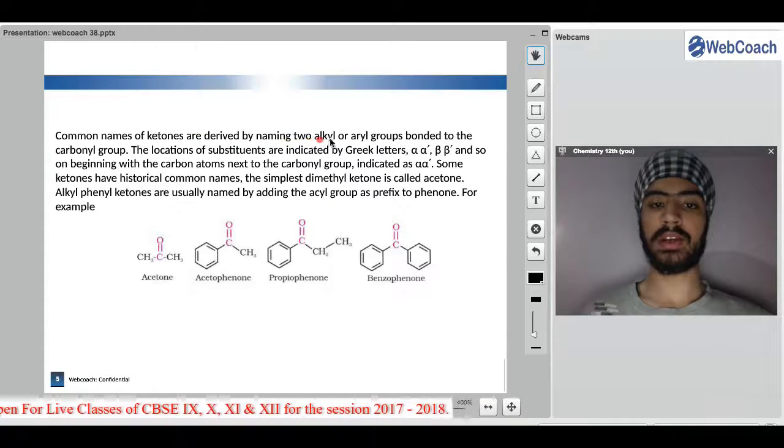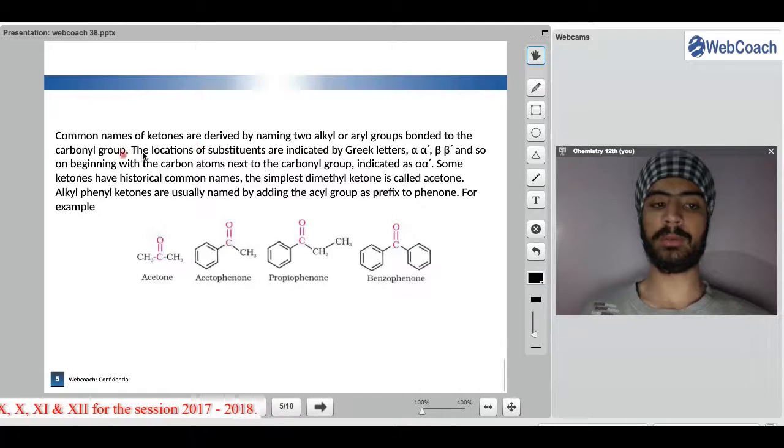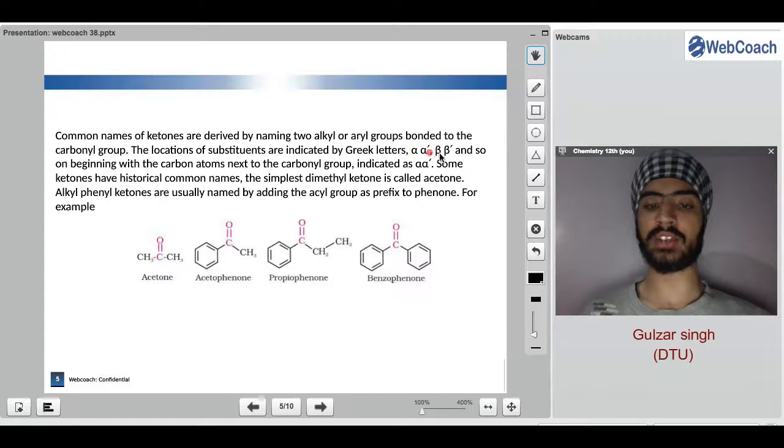Common names of ketones are derived by naming the two alkyl or aryl groups bonded to the carbonyl group. The location of the substituents is indicated by Greek letters alpha, alpha dash, beta, beta dash, and so on, beginning with the carbon atoms next to the carbonyl group. Some ketones have historical common names. The simplest, dimethyl ketone, is called acetone. Acetone is used in daily household purposes for removing paints and for various other purposes.